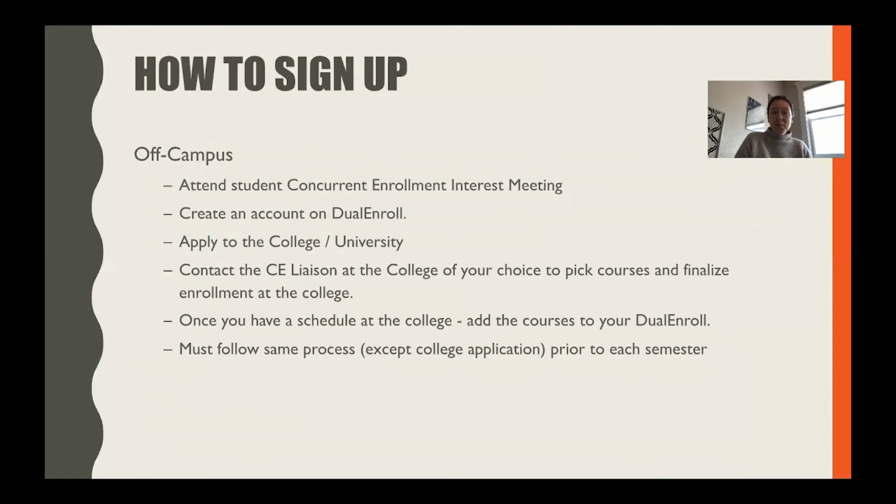So how to sign up for off-campus? Well, you are going to attend the Student Concurrent Enrollment Interest Meeting, which is today. If you are not able to attend the meeting, watch this video and the additional videos so you know what is going on. All our enrollment is now on a program called Dual Enroll, which in the additional documents, you will have information on how to sign up for Dual Enroll, create an account, and what the next steps are.